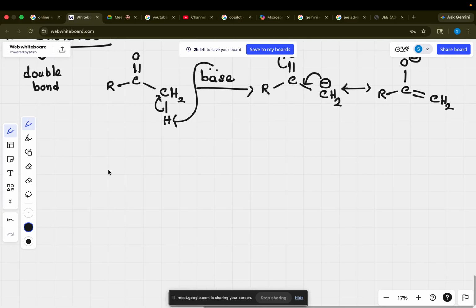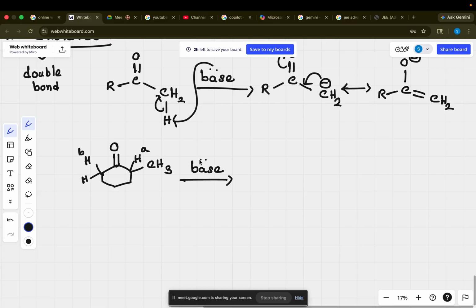Now the next thing is, suppose I have this compound double bond O, here I have CH3 and here I am giving some base. What are the possible products here? So the base can abstract the proton from this right hand side, I am marking it as your Ha. And the base also can abstract the proton from this position, which is your Hb. So base can abstract Ha and Hb.